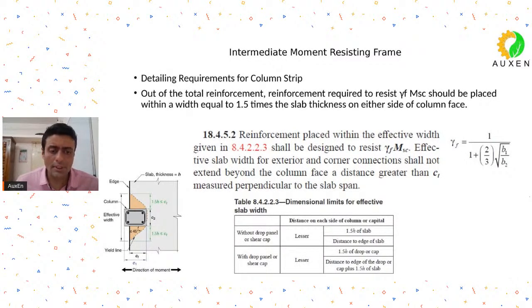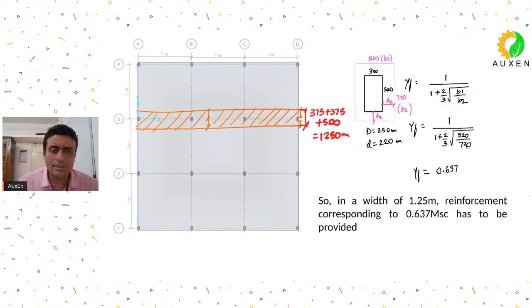The same concept is in the Indian code also, taken from this very American code. So out of the total reinforcement requirement, you have to design the central portion, which is within a width equal to 1.5 times the slab thickness on either side of the column face, for a moment which is equal to gamma f into the analysis moment. Okay, what does this mean? I'll just show you in the next slide. The same concept is given in the American code and in the Indian code also.